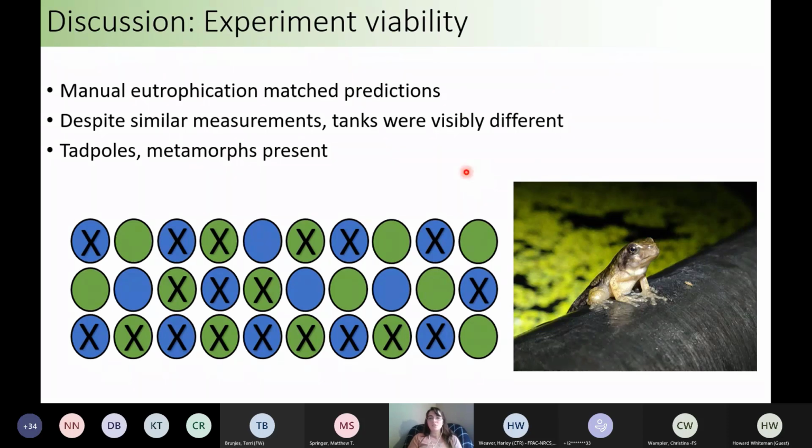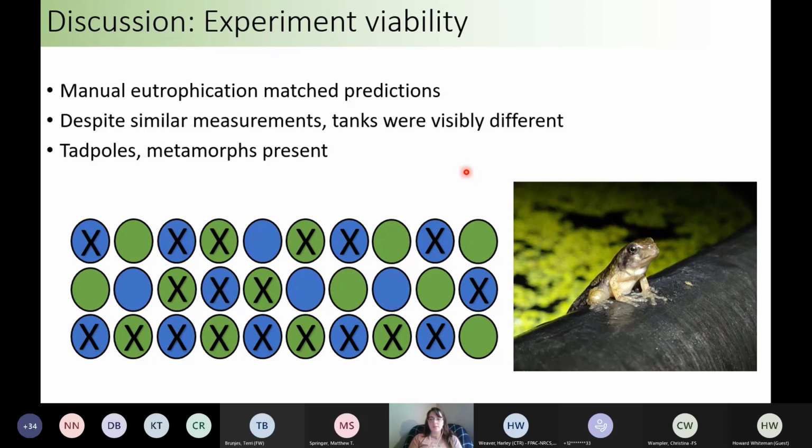All right, so at the conclusion of the experiment, just how viable was it? Did it work how we wanted it to? And it really seemed like the manual eutrophication really matched our predictions. We wanted to hit that sweet spot where the tanks were kicking up in productivity and there was more oxygen, but not to the point where we saw a crash in the system when there was a lack of oxygen killing off everything in the tank. And I think we really got there, and it was really successful for this experiment.